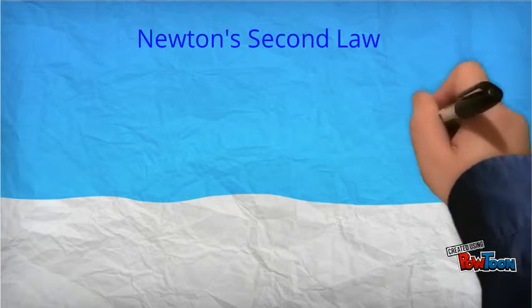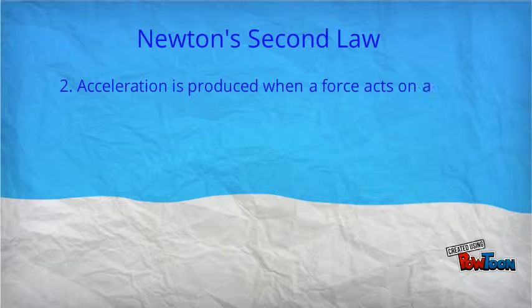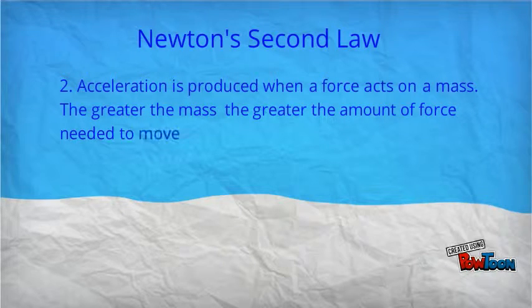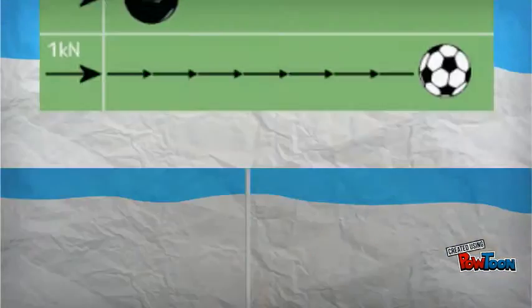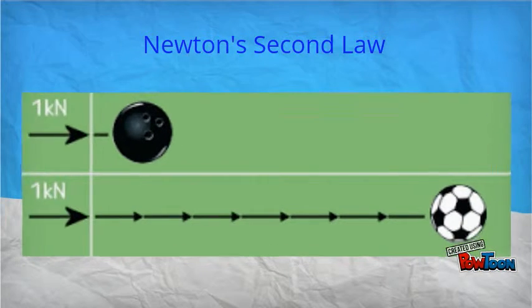Newton's second law states that acceleration is produced when a force acts on a mass. The greater the mass, the greater the amount of force needed to move the object. In the image you can see two balls, both acted on by 1 kilonewton. But the bowling ball does not move as far as the soccer ball, because the bowling ball has a heavier mass. That's why it requires more force to move it farther.